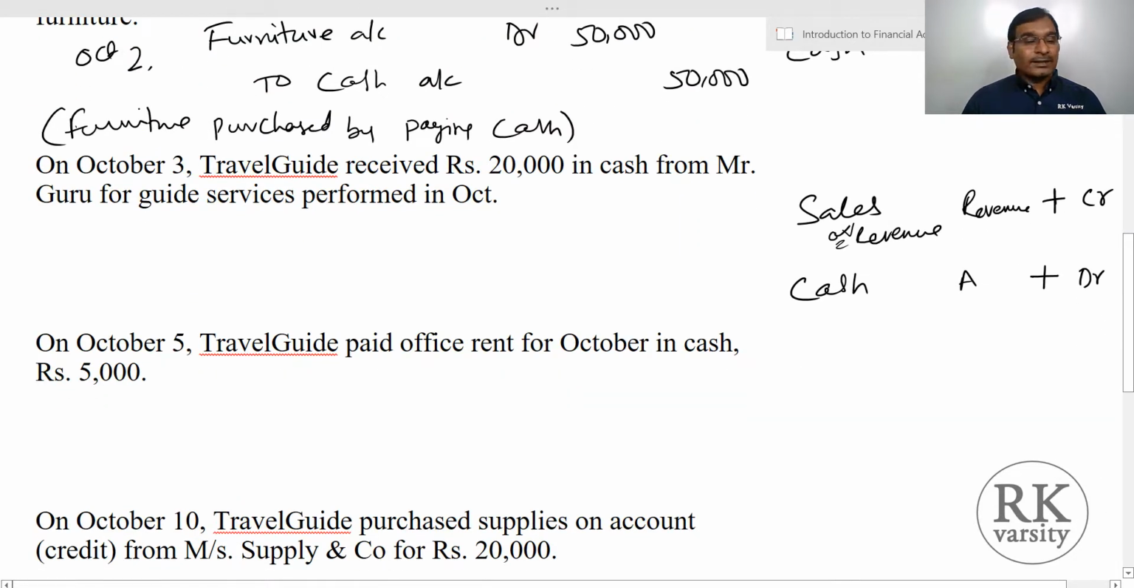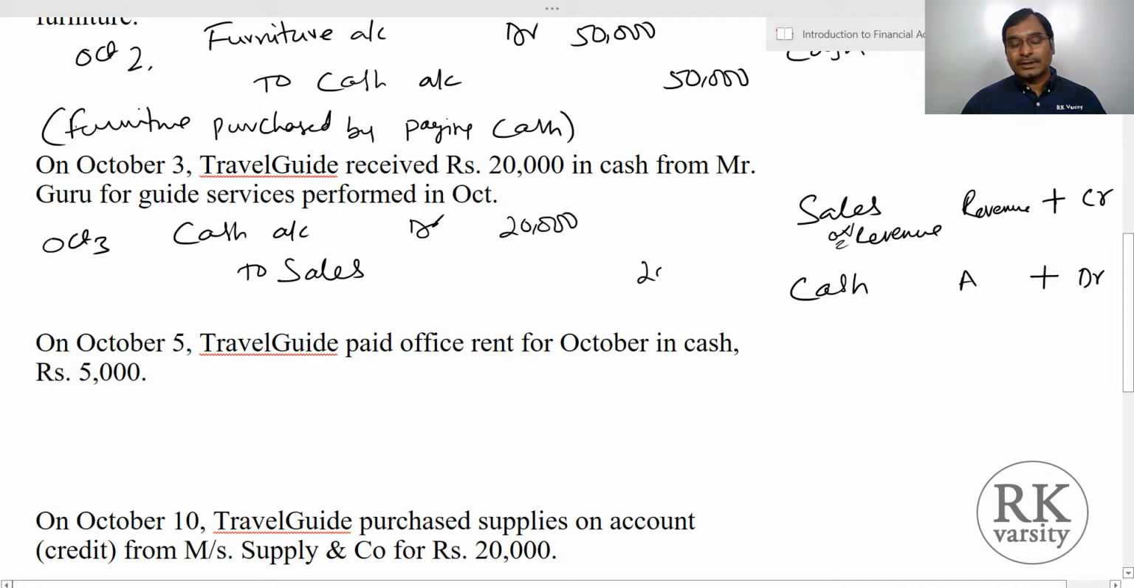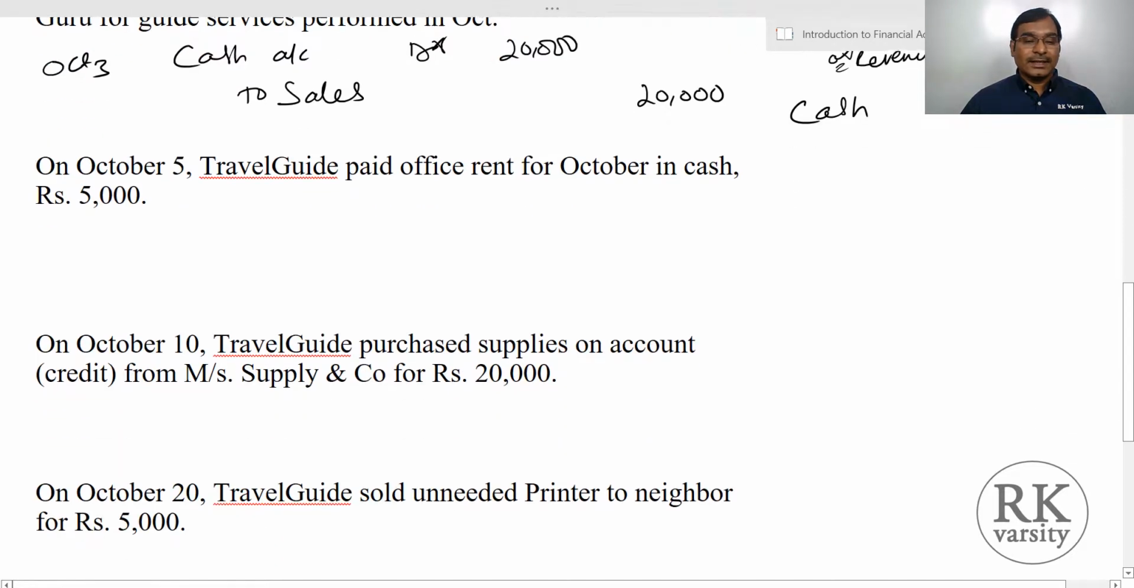Now we'll write a transaction here. On October 3rd, our journal entry will be cash account debtor to sales revenue, or simply sales. What is the amount? 20,000 is the amount and 20,000 is the amount. So we are writing this 20,000 in two different columns. So this is the debit account and this one is the credit account.